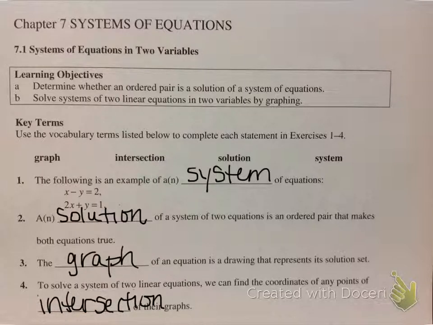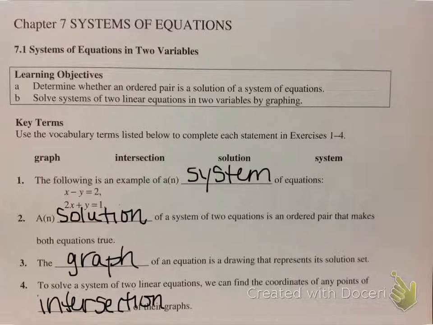The following is an example of a system of equations, x minus y equals 2 and 2x plus y equals 1. A system is just working with equations more than one at a time. So there could be 2 or 3 or even more than that. We're going to focus on just 2 at a time. A solution of a system of 2 equations is an ordered pair that makes both equations true.